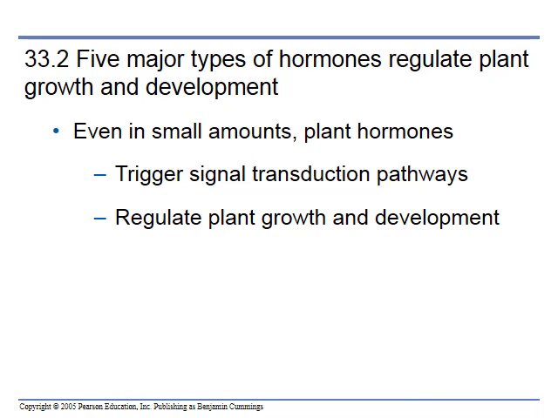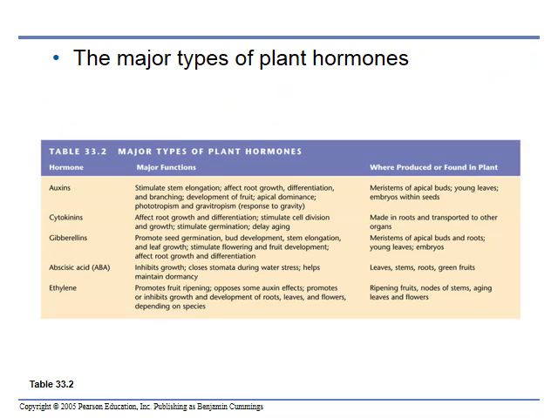All right, there are 5 major types of hormones that regulate plant growth and development, and they will do that even in small amounts. They can actually do different things depending on the concentration. One plant might increase growth in high concentrations and decrease it in low concentrations. They trigger what's called the signal transduction pathway that I'm sure you all remember, and they regulate plant growth and development. All right, here's the table of the 5 major types of hormones. This is also in your book if you don't feel like hitting pause and want to add it in later.